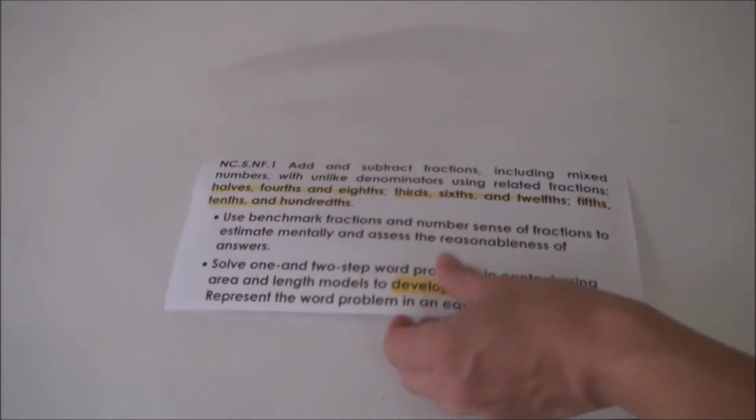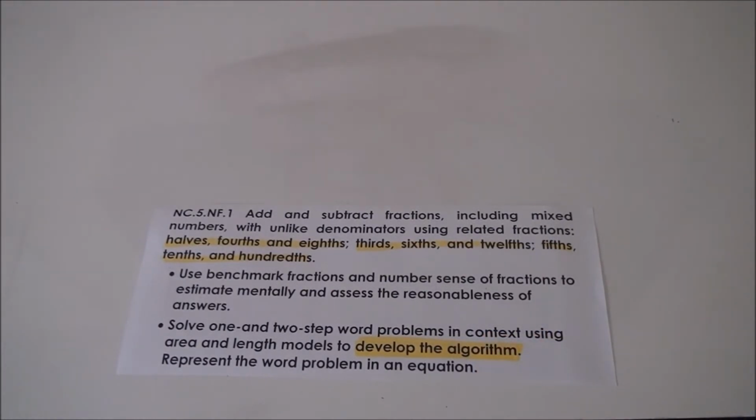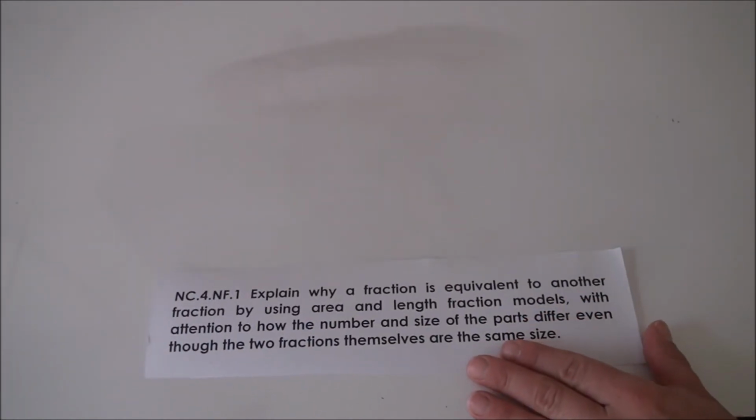As illustrated in this video, Standard 5.NF.1 calls for students to add and subtract fractions with unlike but related denominators. This means that one denominator is a multiple of the other. As fifth graders use models to solve problems, they begin to develop an algorithm for adding and subtracting fractions with unlike denominators. This work builds from 3rd and 4th grade standards 3.NF.3 and 4.NF.1. These standards call for students to represent equivalent fractions and discuss why one fraction is equivalent to another.